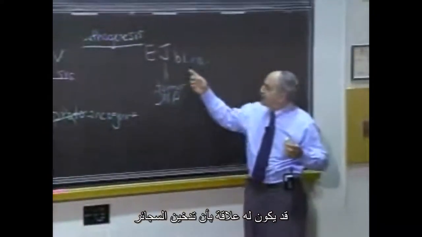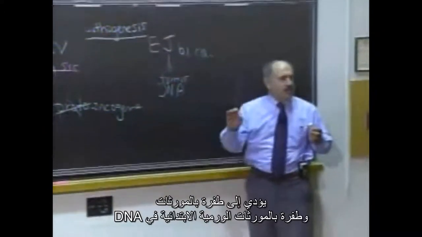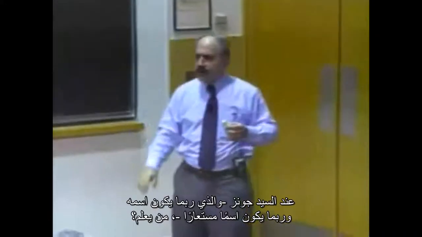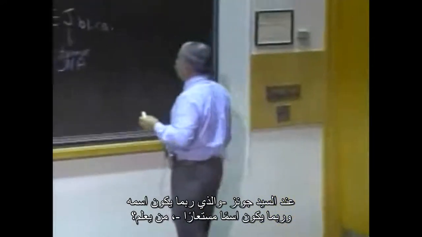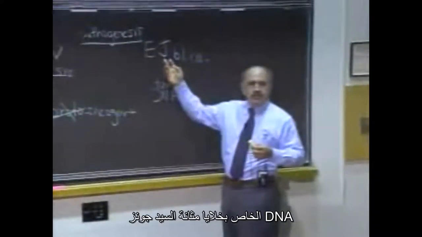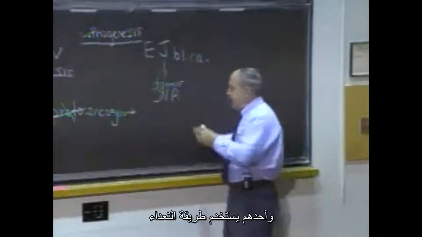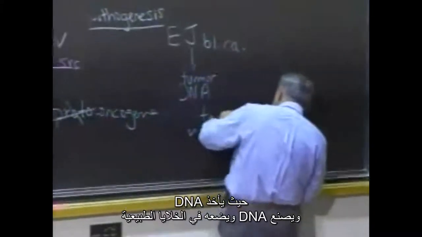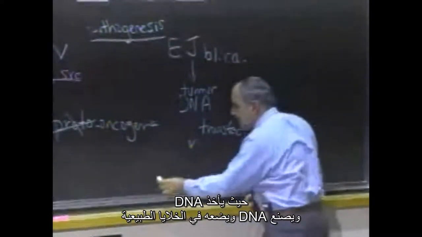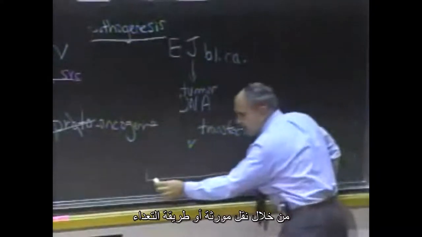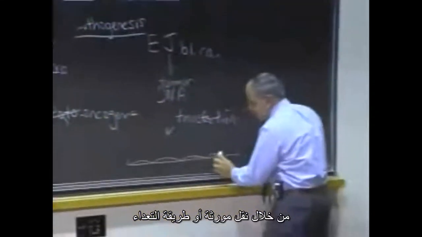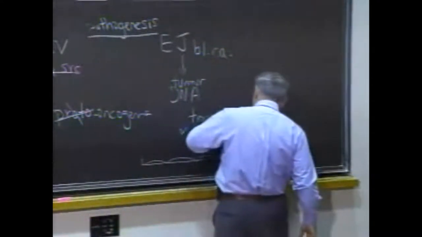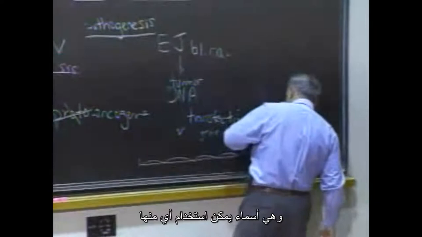Maybe it had to do with the fact that cigarette smoke mutated genes, mutated proto-oncogenes in the DNA of Mr. Jones, that happens to have been his name, or his pseudonym, who knows, Mr. Jones' bladder cells. So one takes tumor DNA here, and one uses the procedure of transfection, where you take naked DNA and you put it into normal cells by a gene transfer or a transfection procedure. So this is transfection or gene transfer. These are equally applicable names.